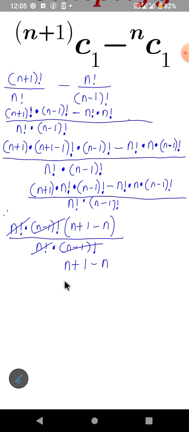So we can write this expression as n minus n plus 1. So n minus n is 0, so we are left with just 1. So my final solution to this expression is 1.